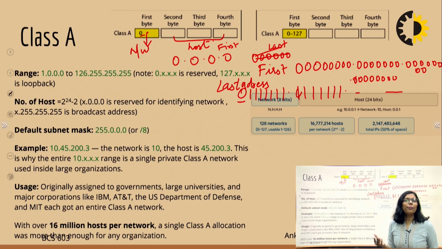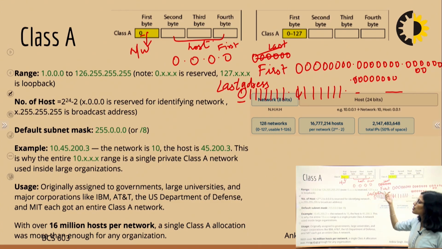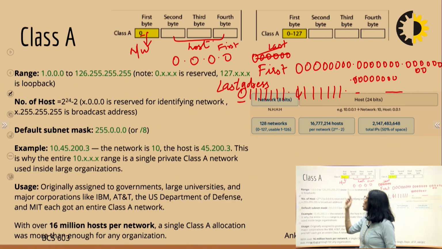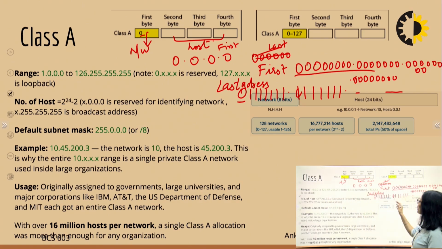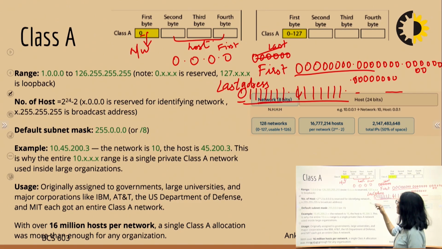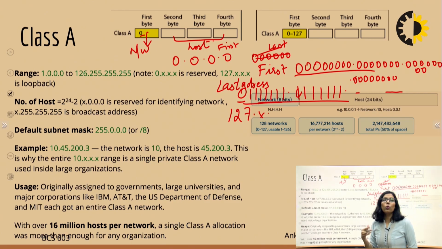So, how many hosts are possible? Now, this is my first address, this is my last address. The range will start from this. Now, this address is reserved and this address is also reserved, 127. When you convert this network into a decimal number, you will get it like this. So, this is reserved as a loopback address, right? So, this is the range.